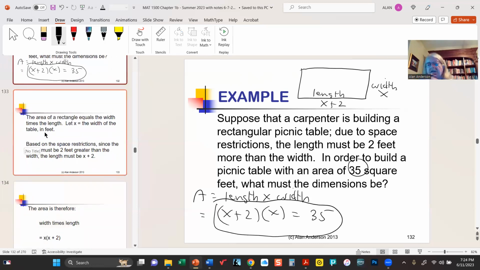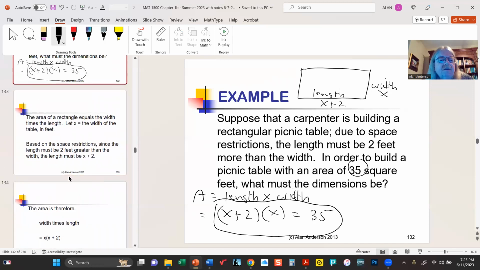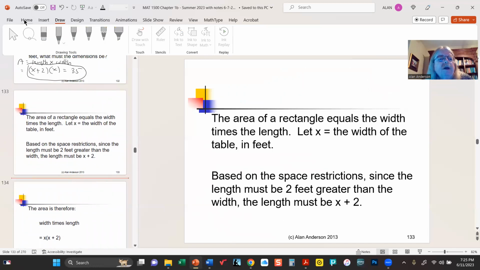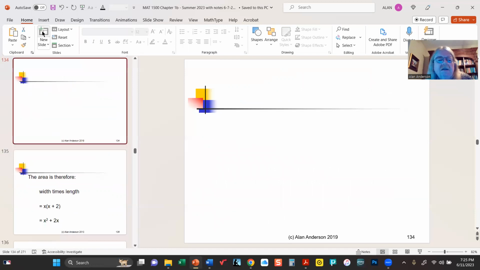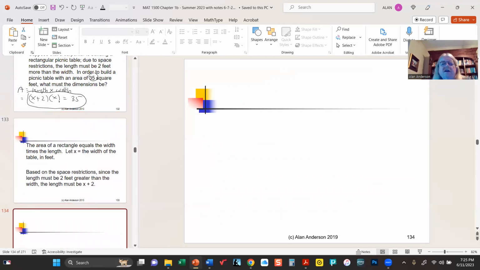Now, if you notice, we're not trying to minimize or maximize anything. We're not trying to figure out the cheapest way of doing this, but we're just trying to figure out what dimensions would satisfy these requirements. So how would we do this? Well, it may not be obvious, but if you multiply this out, x times x plus 2 equals 35.